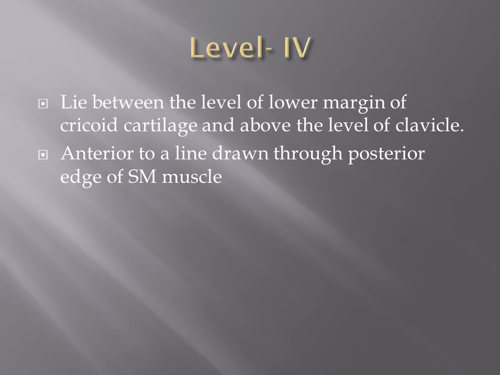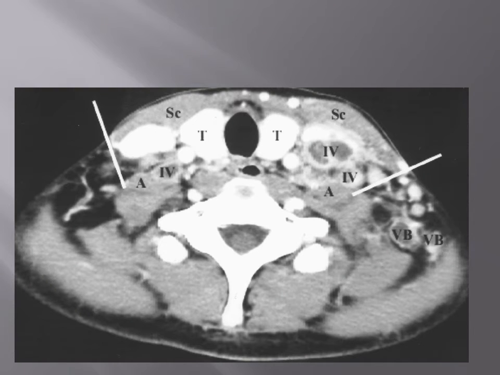Then level 4 nodes are the nodes which lie below the level of the cricoid and above the level of the clavicle and anterior to the posterior margin of the sternomastoid. These are the level 4 nodes. This is below the level of the cricoid at the level of the thyroid gland. This is definitely below the level of the cricoid cartilage, and this is above the level of the clavicle. These are level 4 necrotic nodes. And these are level 5B nodes which lie posterior to the sternomastoid and anterior to the trapezius and below the level of the cricoid cartilage.